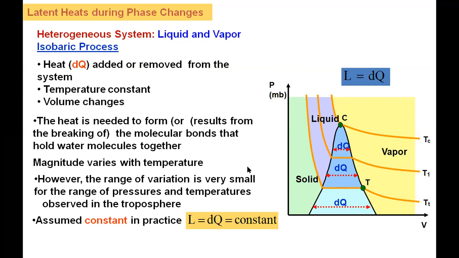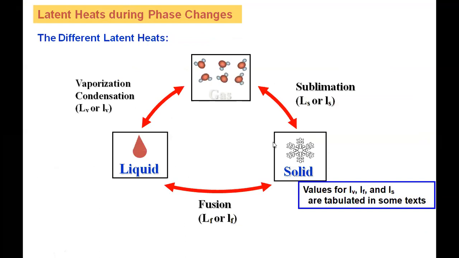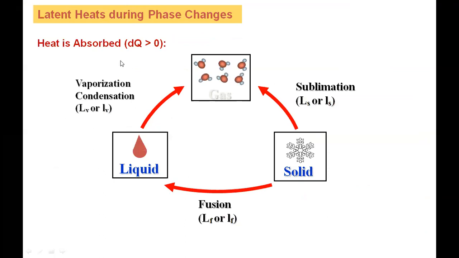Magnitude varies with temperature. However, the range of variation is very small for the range of pressure and temperature observed in the troposphere. So assume constant in practice: L equals what? dQ. So latent heat equals dQ, and it is constant. So latent heat during the phase change. Now heat is absorbed, dQ. This means dQ is greater than zero.